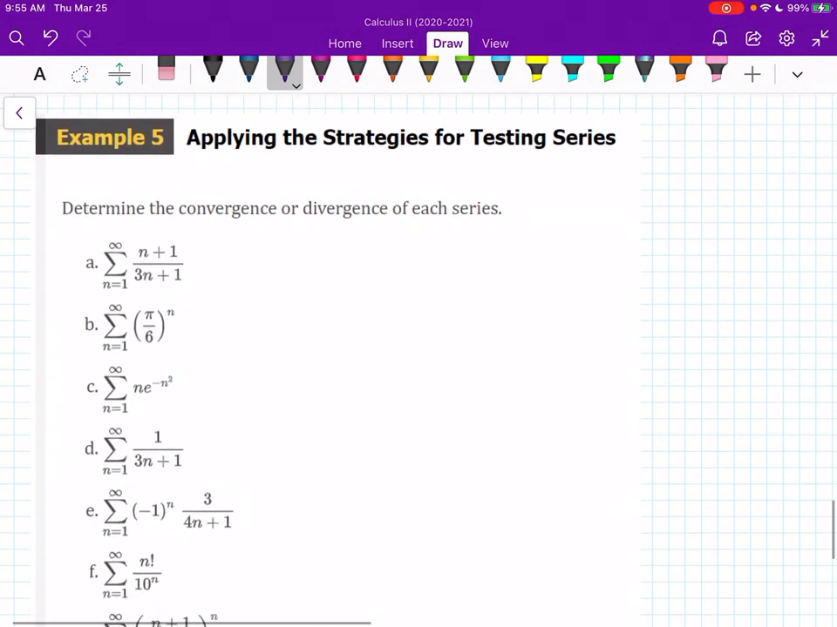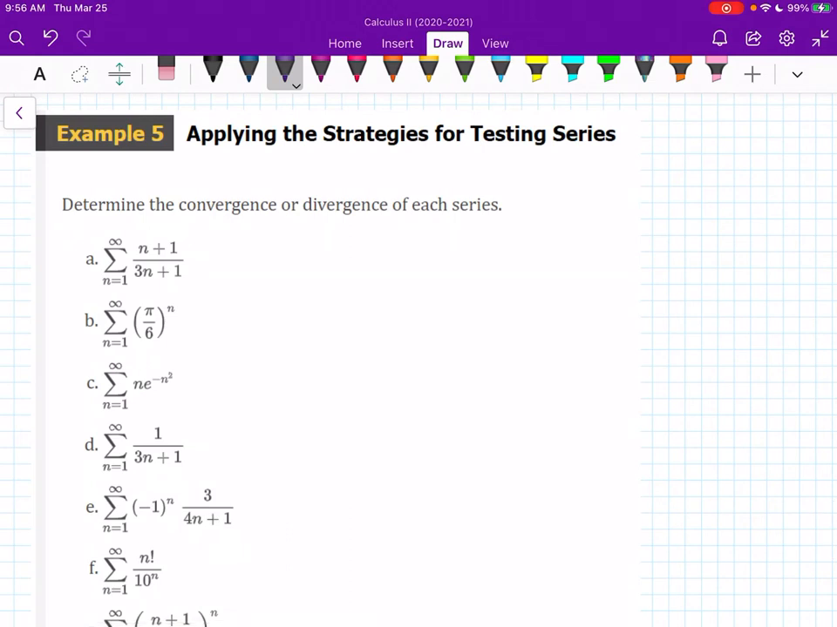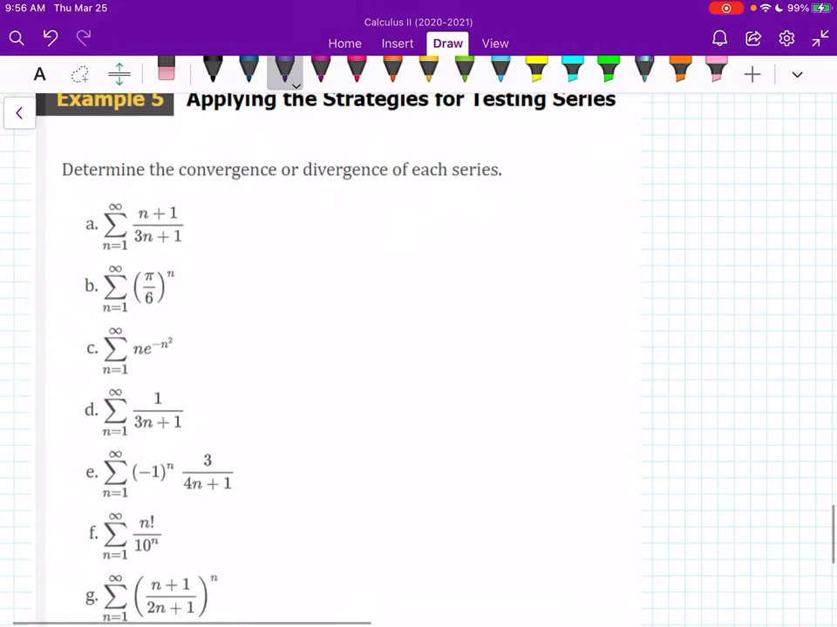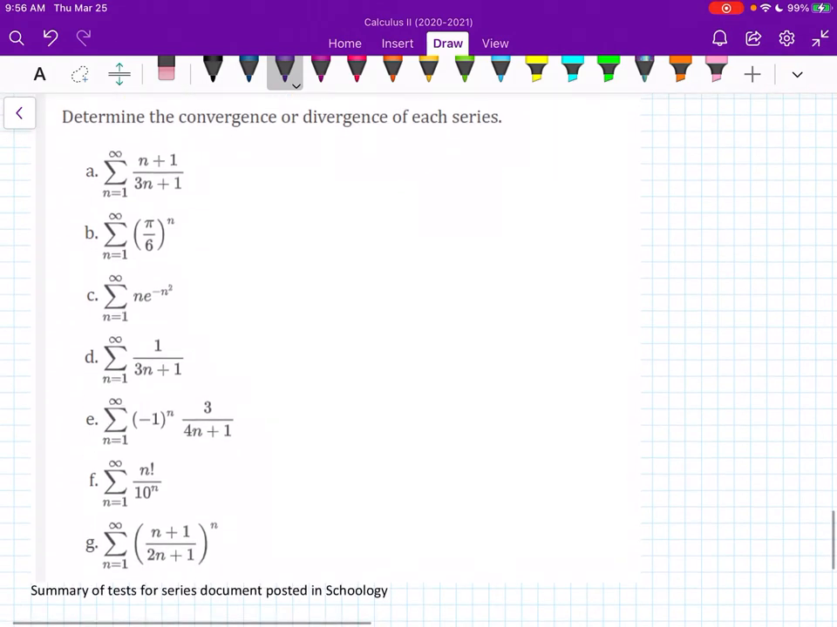Okay, so let's look at an example and go through these series and decide converge, diverge, and what tests we might use. So the first one, example A. What I want you to do is pause the video, check these out, decide whether they converge or diverge and what test you would use, and then press play. Okay, so hopefully you have some ideas for each of these written down now.